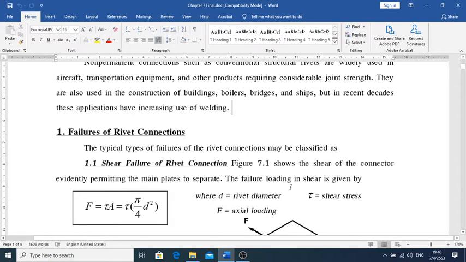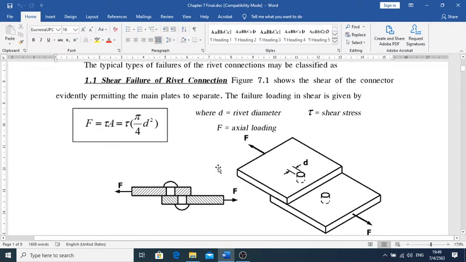So therefore, number one, I categorize the failures of the connection, the most likely failures of rivet connections. Number 1.1 is shear failure of rivet connections. It's going to be shear stress all the way through the rivet connection, where the rivet tears apart.